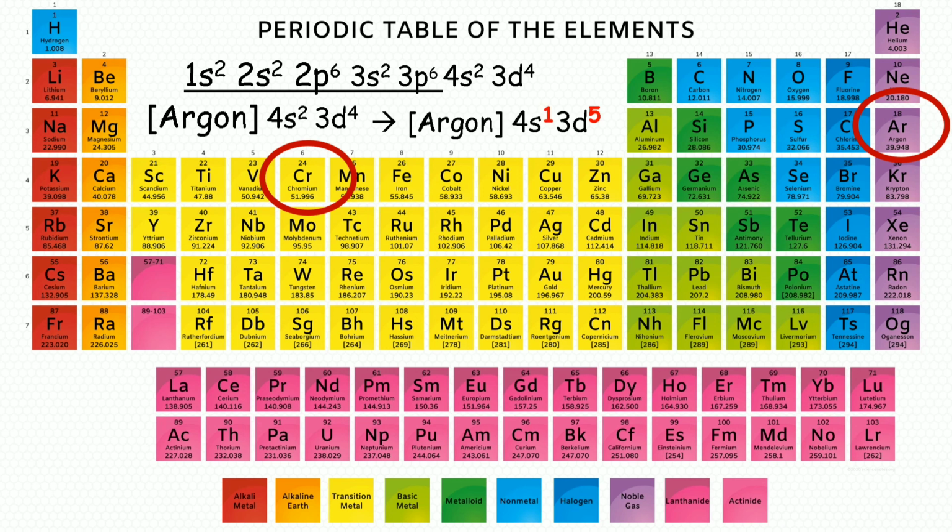So, again, to make it stable, we're going to get 1 electron from the S level and then we're going to put that in the D sublevel. Okay? So, to make it more stable. Kaya siya magiging argon 4s1 and then 3d5.